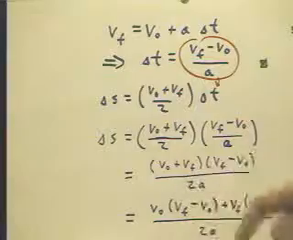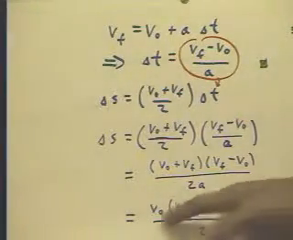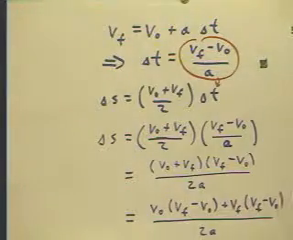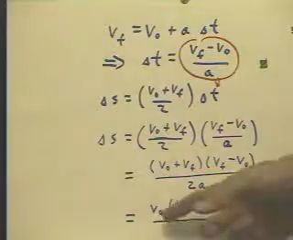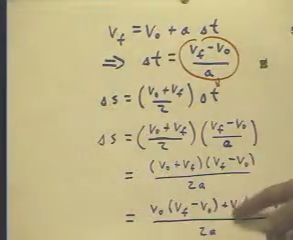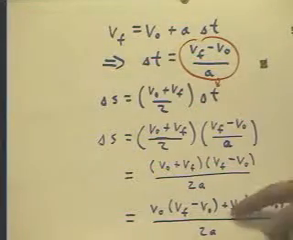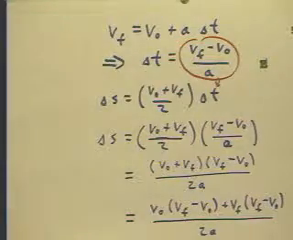We get a V naught Vf here. We got a Vf times a negative V naught here, so we got a V naught Vf minus a Vf V naught. By the commutative law, Vf V naught is the same as V naught Vf, so we got V naught Vf minus itself. It goes away. We end up with the Vf squared that we get from this multiplication and the negative V naught squared that we get from this multiplication.